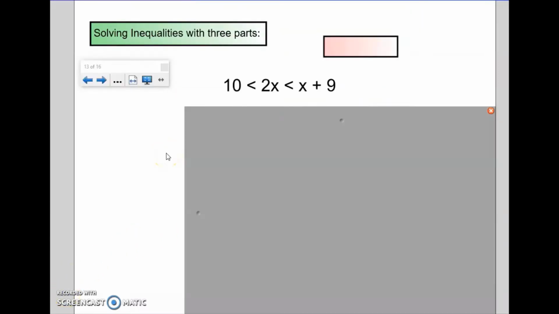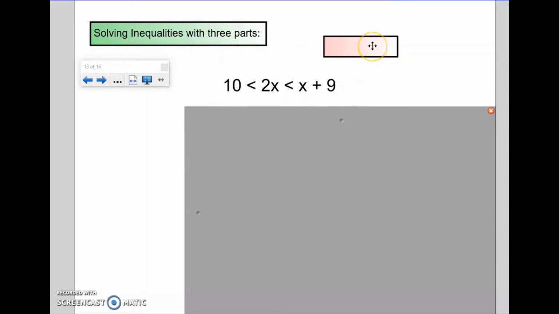So for the last task of this video, we're going to make things just a little bit more complex. So we're going to look at three-part inequalities. So this inequality states that 2x is greater than 10 and 2x is also less than x plus 9. So we need to be able to solve a three-part inequality and give integer solutions or even present our answer on a number line. Three-part inequalities are now a very, very common exam question. This is how we would approach a question like this.